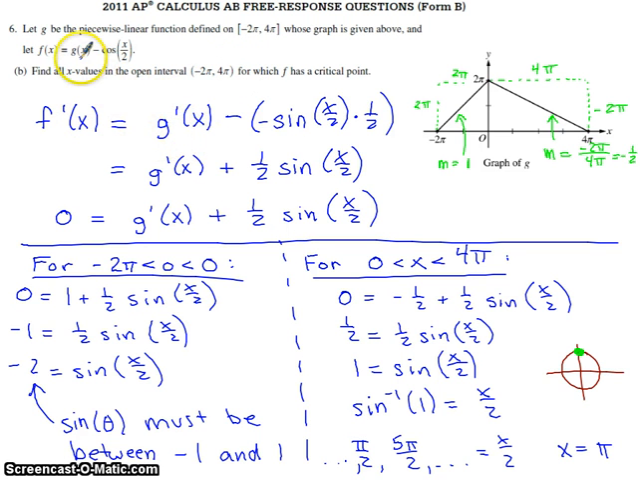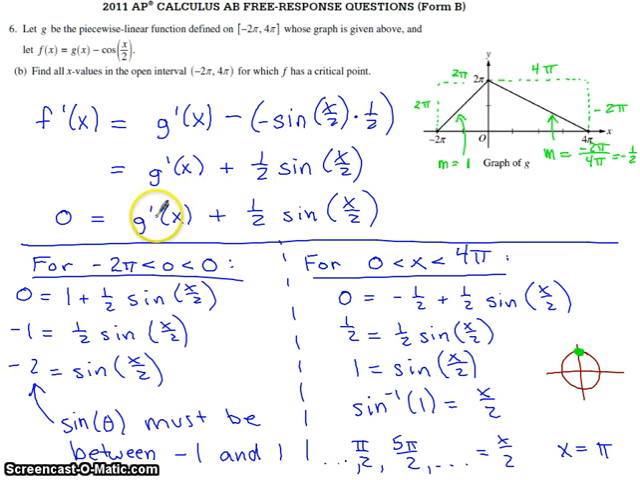So taking the derivative of g of x is going to give us g prime of x, and then taking the derivative of this using the chain rule is going to give us minus negative sine of x over 2 times 1/2 would be the derivative of this inner function right here. Simplifying that a little bit, you can get it to look like this.